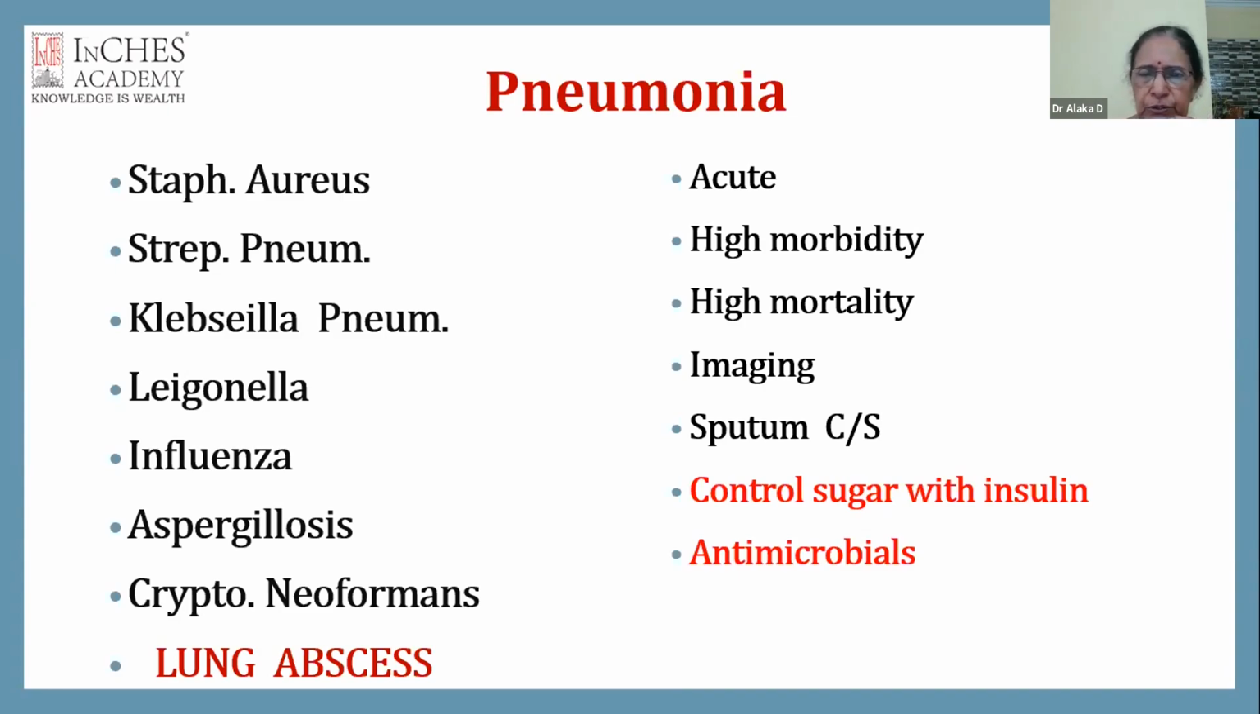Pneumonia, again, is acute, with high morbidity. If the sugar is very high, there can be high mortality also. Therefore, imaging is necessary. X-ray chest alone is not sufficient. Please do HRCT. Send a sputum for culture sensitivity. And what is most important is to control the blood sugar. When you are controlling the blood sugar, we have to use insulin whenever there are such severe or serious infections.